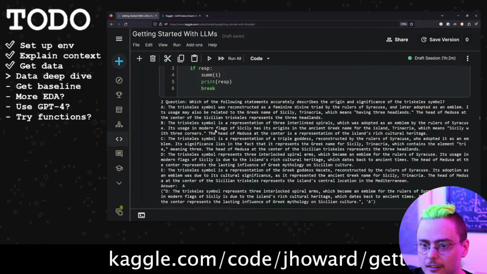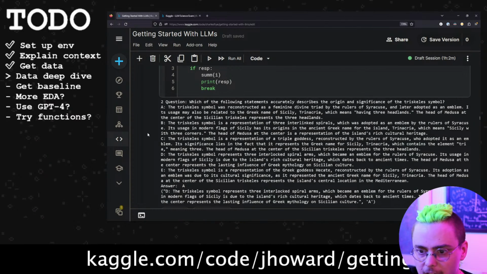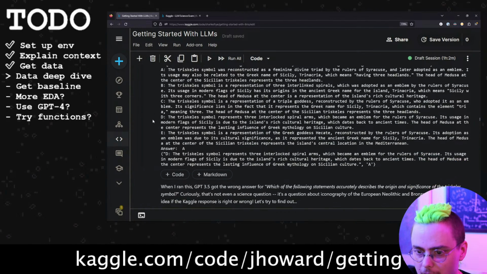And it also mentions the head of Medusa. So it's not the head of Medusa thing. This is kind of a mysterious issue. Not sure why our model's getting this wrong.